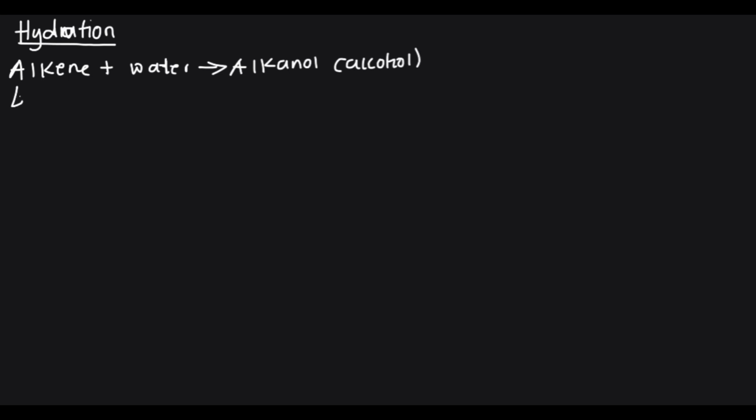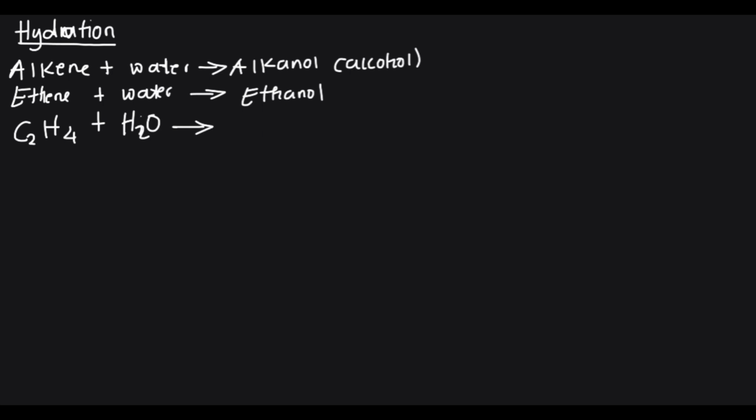For instance, we can use ethene plus water. The product should be ethanol. If this was propene, then the product would have been propanol. So that's the picture. Butene, the product is butanol. Then for the structure, first let's look at the chemical formula. So ethene, we can say it is C2H4, then water is H2O.